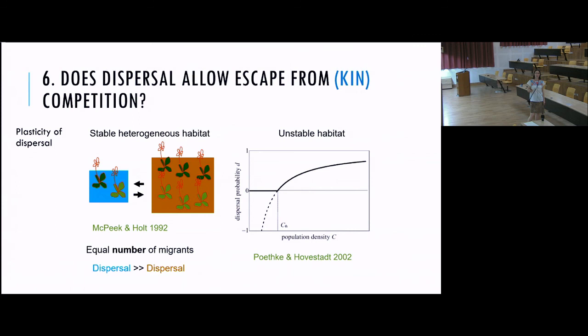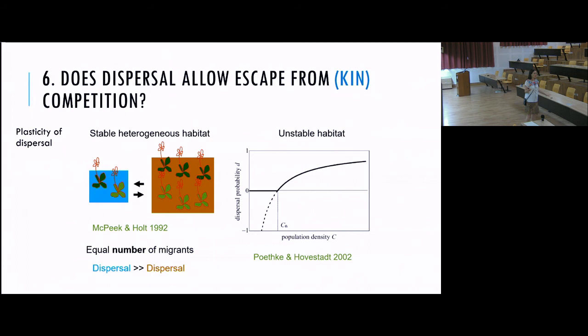So if this patch is sending the same number of migrants in this direction, then this big patch is sending migrants in this direction. Here the dispersal rate, the dispersal proportion per individual, is much higher than here. And it makes sense. You disperse out of bad quality habitat, and you disperse less when you're in good quality habitat. So it's very intuitive. It's also related to the idea of ideal tree distribution.